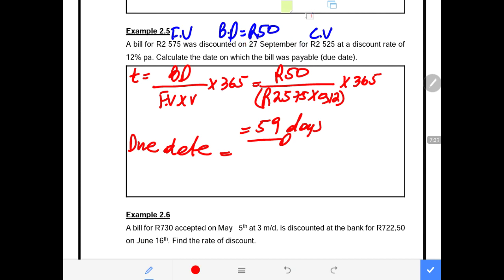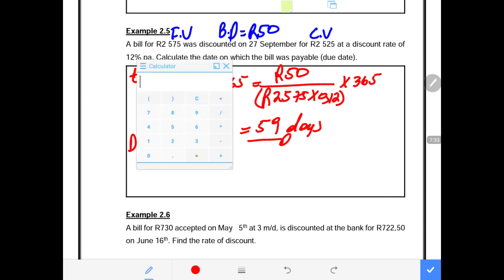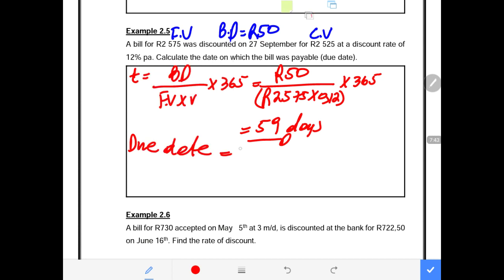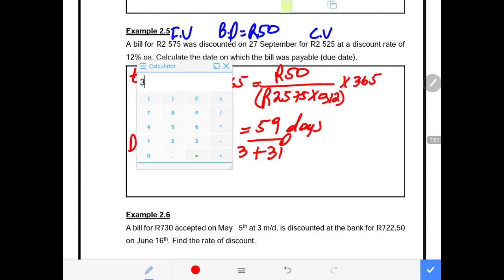So we say, okay, from September, remember we don't include the 27th, we say September has how many days? 30 days. 30 minus 27, how much do we get? 3 days. That means for September, it will be 3 days. Plus, remember our target is to go to 59. October has 31 days. And now if we say plus 31, how much do we get?